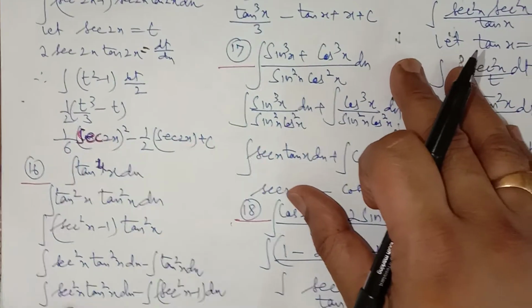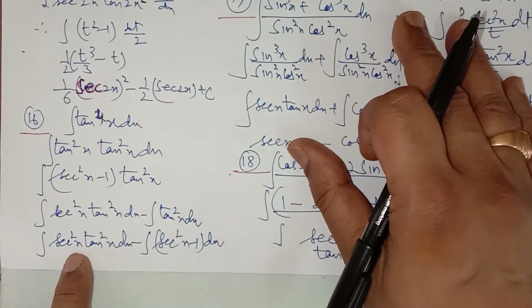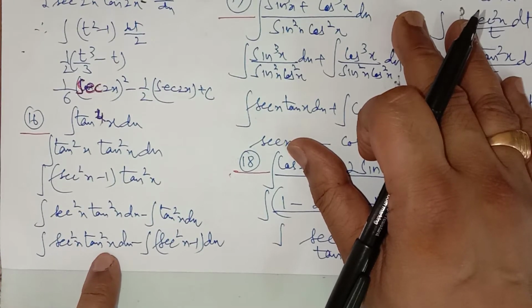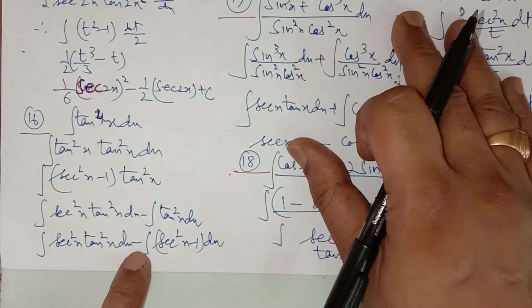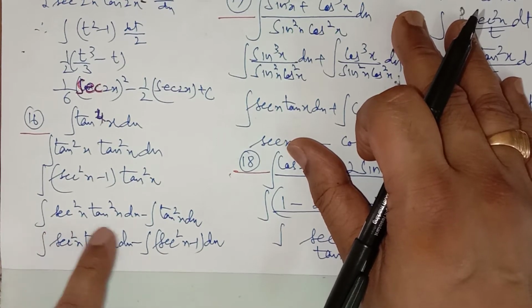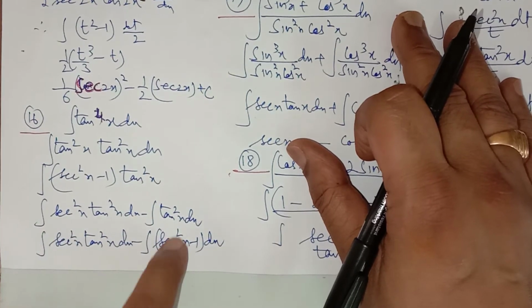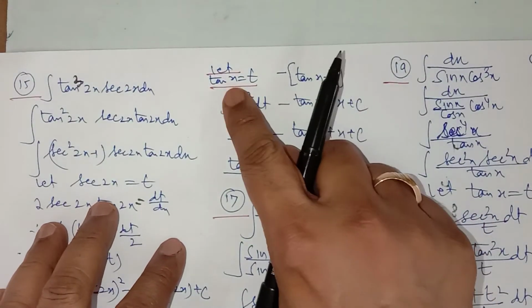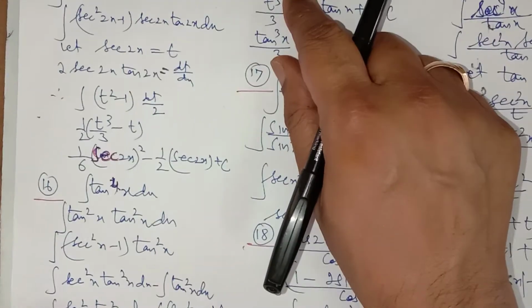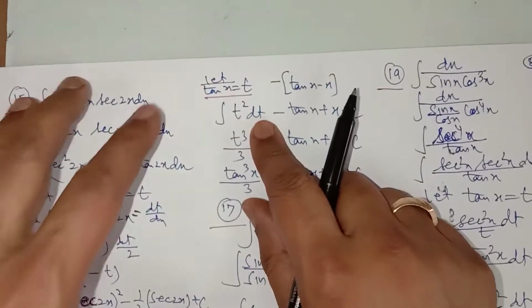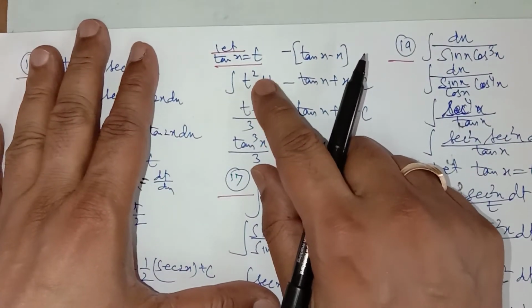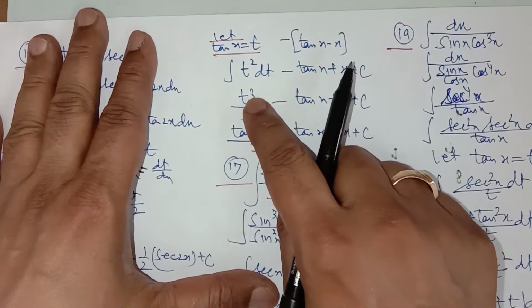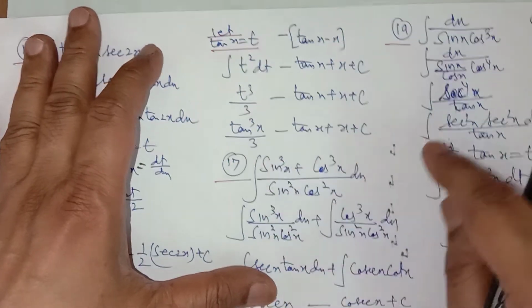But say in the first integration, sec square into tan square, you let tan x is equal to t, because derivative of tan x will be sec square and this will be cancelled out when you put the value of dx. So let tan x equal to t only in this integration, not in this, because we have done this integration already. So this will become t square dt. The sec square will cancel out when we put the value of dx. So integration of t square is t cube upon 3 and replace the value of t as tan x.